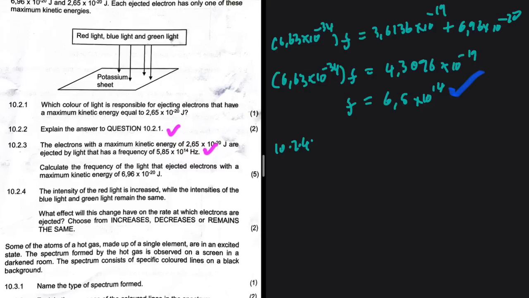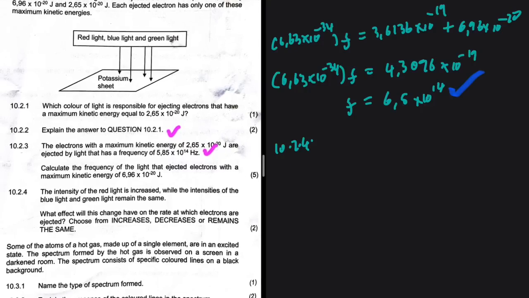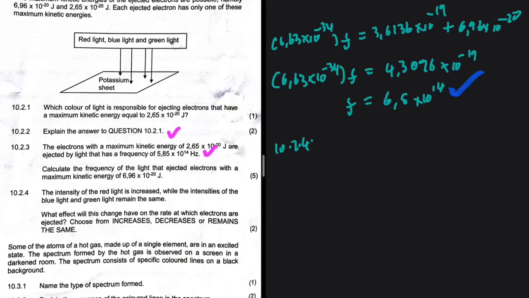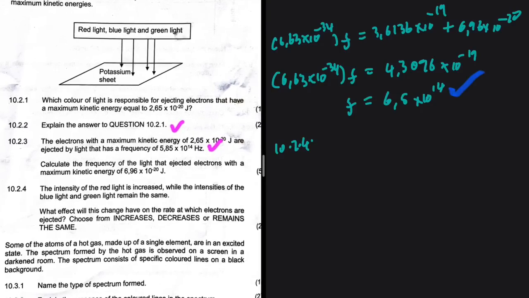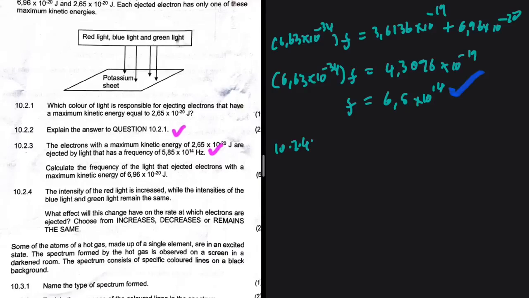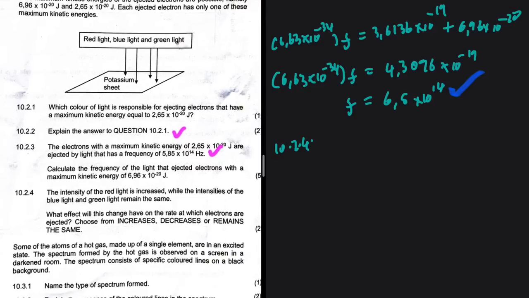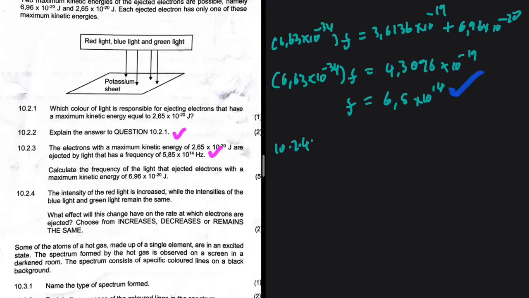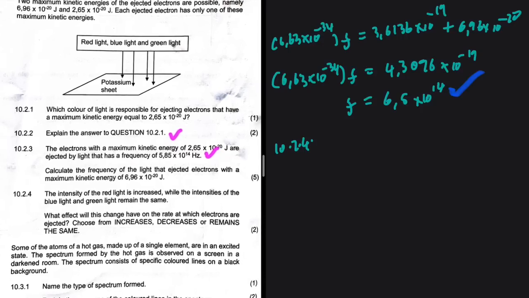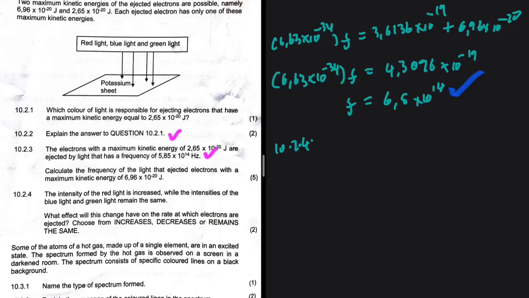So 10.3: some of the atoms of a hot gas made up of a single element are in an excited state. The spectrum formed by the hot gas is observed on a screen in a darkened room. The spectrum consists of specific colored lines on a dark background. 10.3.1, name the type of spectrum formed.